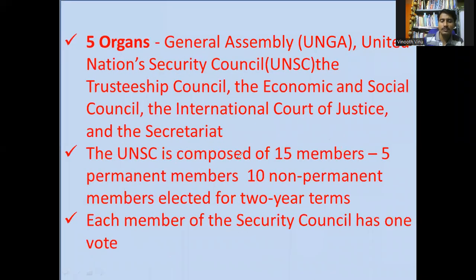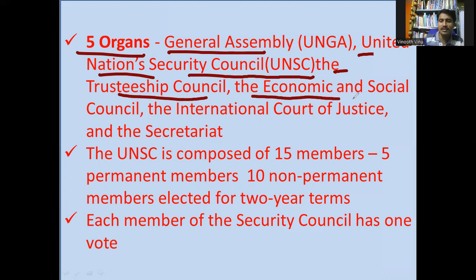Importantly, which are the five important organs of the United Nations? That is the General Assembly, the United Nations Security Council, UNSC, the Trusteeship Council, the Economic and Social Council, and the International Court of Justice.